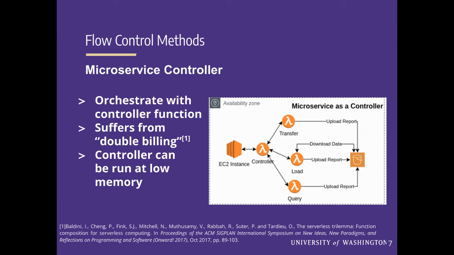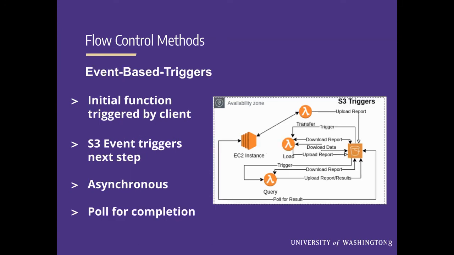Our third method is the microservice controller. This is where a fourth serverless function performed the orchestration of the other three. This suffers from the double billing problem where you're paying for the running controller at the same time as paying for the worker functions. Our reason for including this pattern was we were wondering whether running the controller at a low memory setting would be cost effective since the work of the actual controller is quite simple.